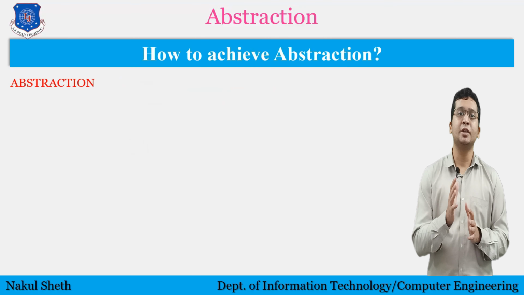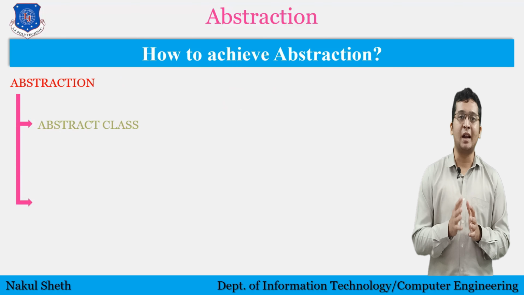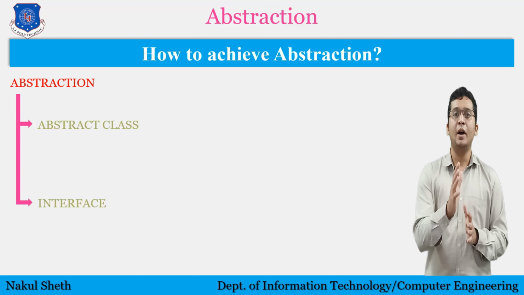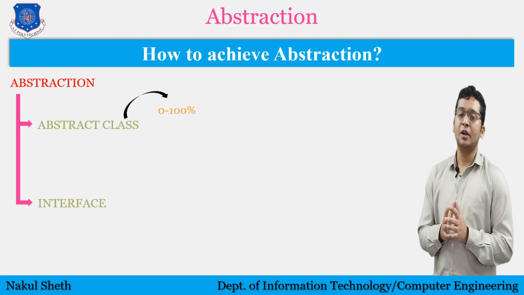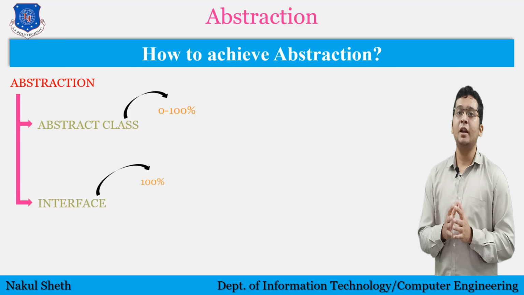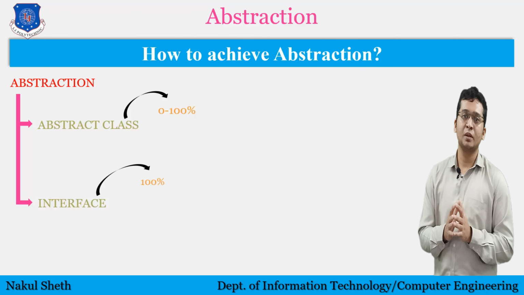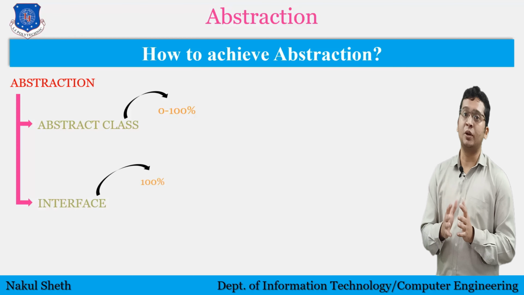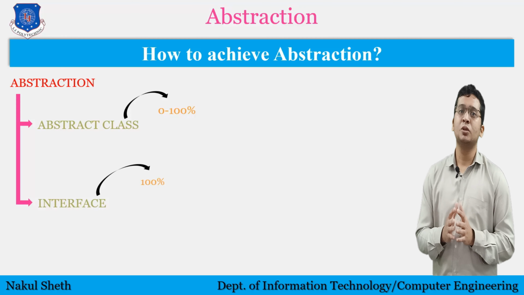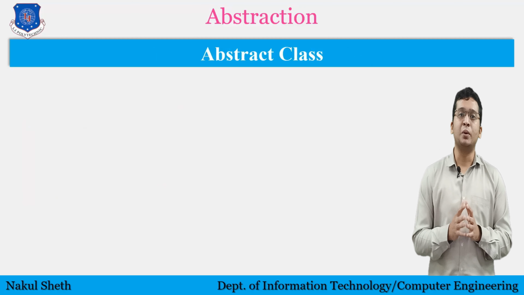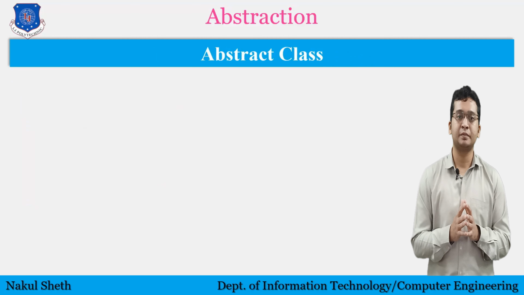So abstraction can be achieved using two different methods. First is abstract class and second is interface. Now remember one thing, by using abstract class we can achieve 0 to 100% abstraction, and through interface we can achieve only 100% abstraction. So for today's video I am going to discuss abstract class only, and in the next video I will cover the interface topic. So let us see how to achieve abstraction using abstract class.